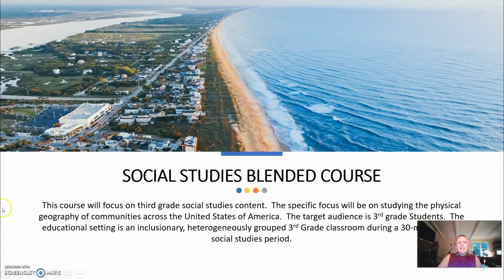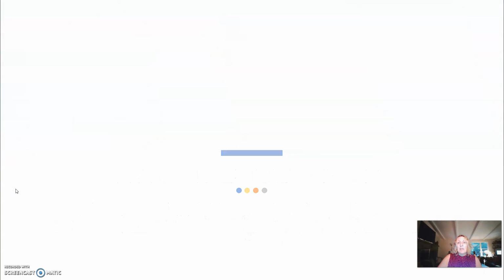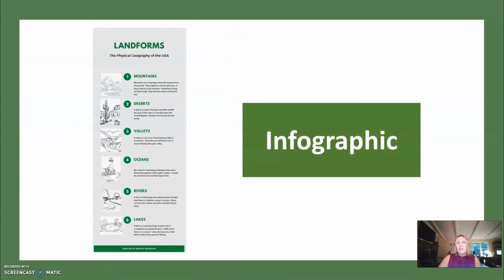So one of the most important things that we work on when we're studying physical geography in third grade are landforms. One of the key concepts that we're going to be developing over the course are our knowledge and understanding of the different landforms. Now, there are a plethora of different landforms that we could study, but we're going to focus on 6 of the major landforms, including mountains, deserts, valleys, oceans, rivers, and lakes.